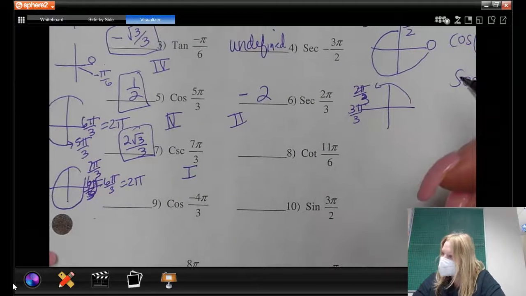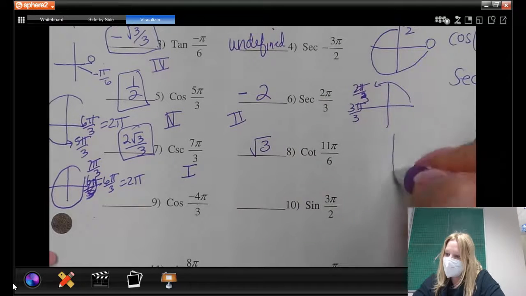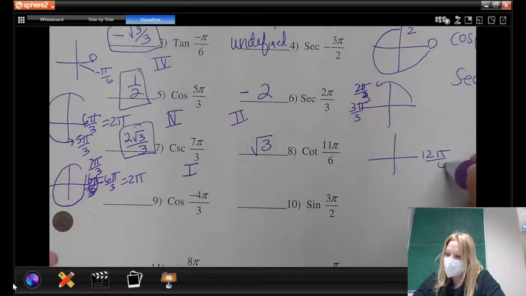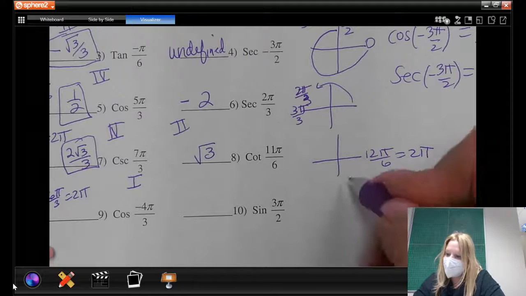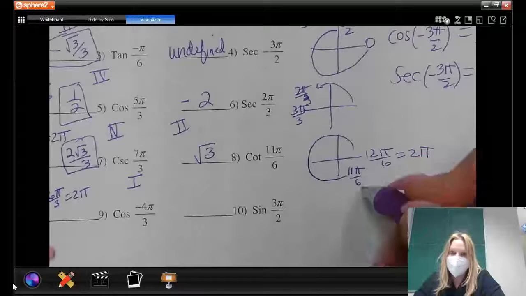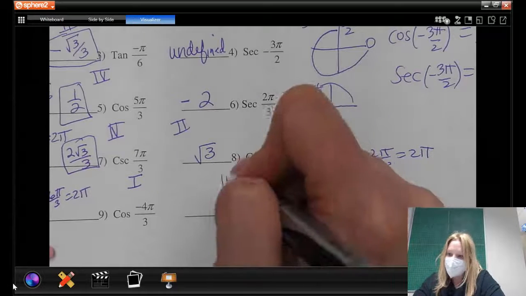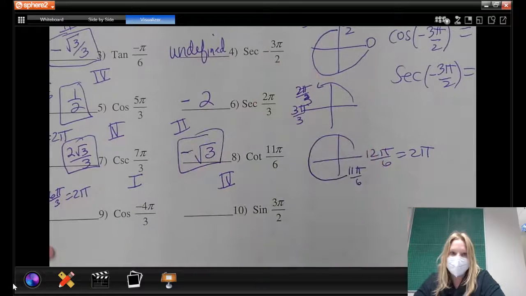Cotan of pi over 6. Cotan of pi over 6 is radical 3. 12 pi over 6 is here at 2 pi. Remember, my even pi's end up on the right here, like where 0 would be. Coming around, 11 pi over 6 is before 12 pi over 6, putting me in quadrant 4. In quadrant 4, cotan is negative.